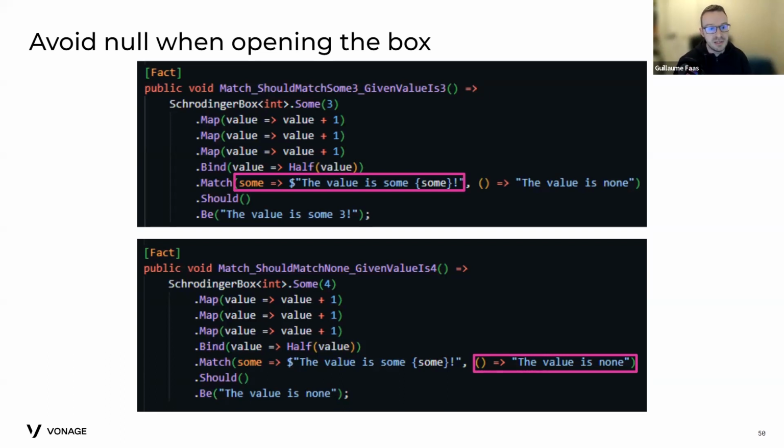So in the first case, after match, the value we unwrap from the box is the value is sum3, and in the second scenario, the value is none. Okay, and that's already much better. We managed to get rid of null. I like that very much, and it would be a shame to stop right here.